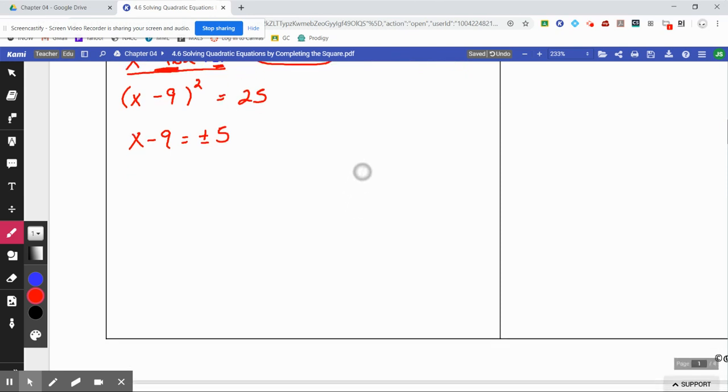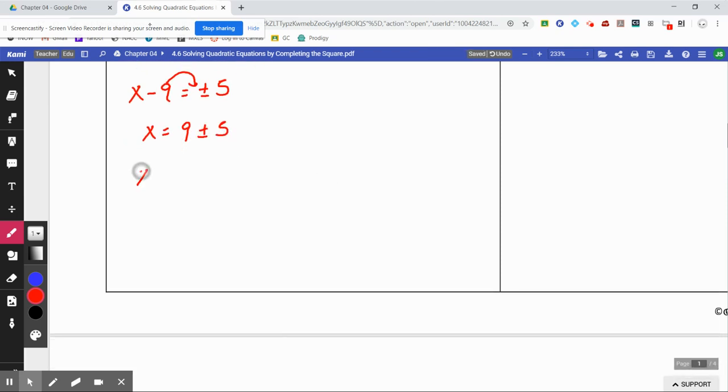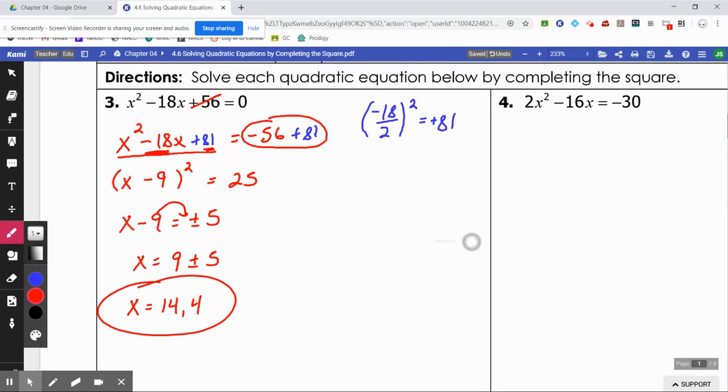Square root of 25 is 5. Last step, move the 9 over, so you now have x equals 9 plus and minus 5. Always write that, combine those if you can. 9 plus 5 is 14. 9 minus 5 is 4, so therefore x is equal to 14 and 4.